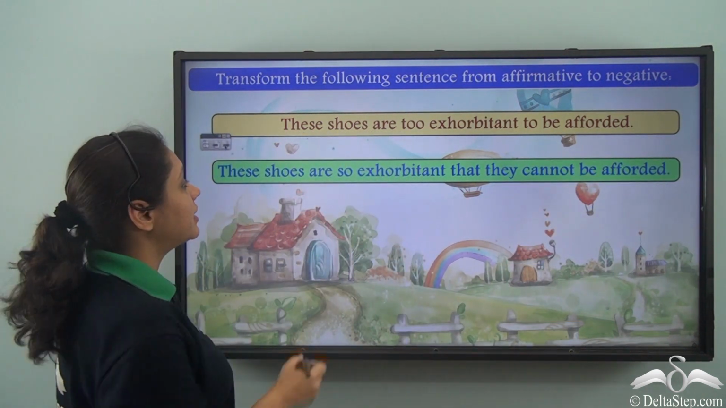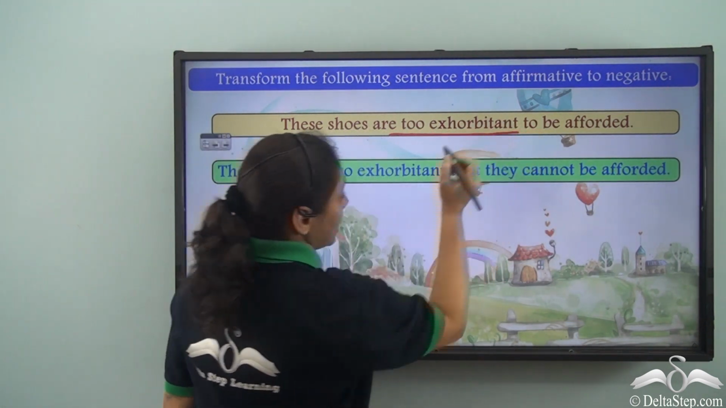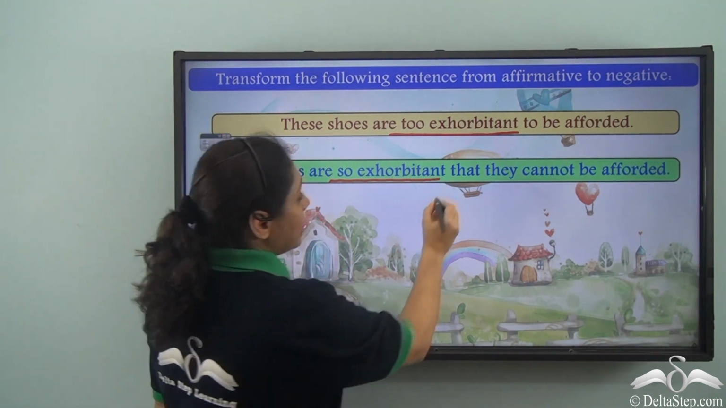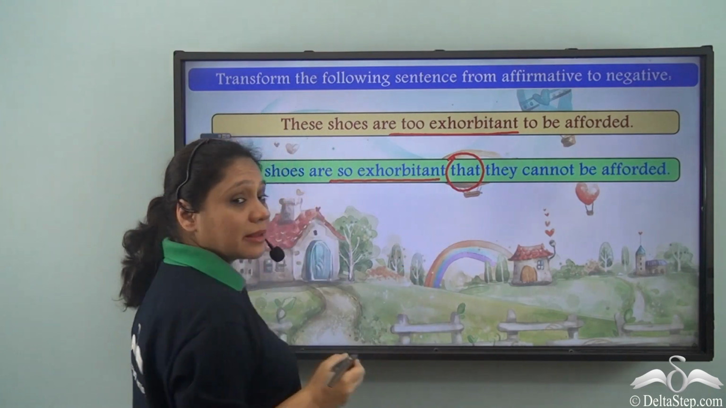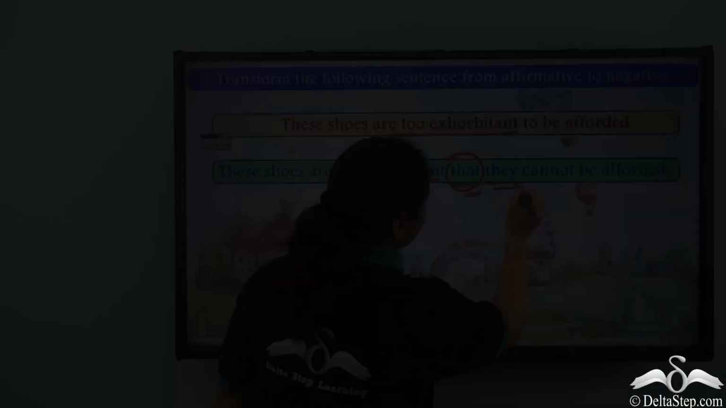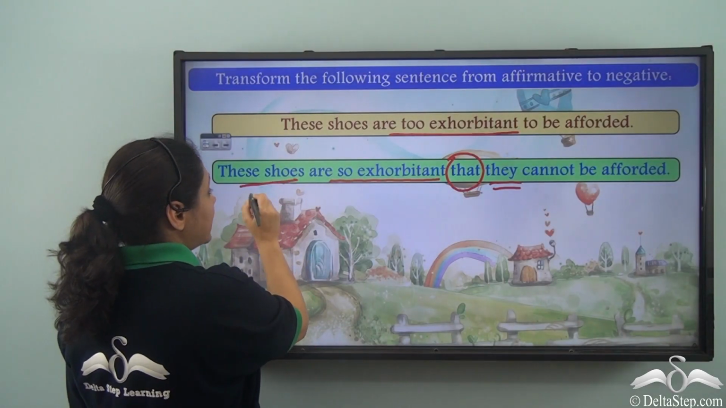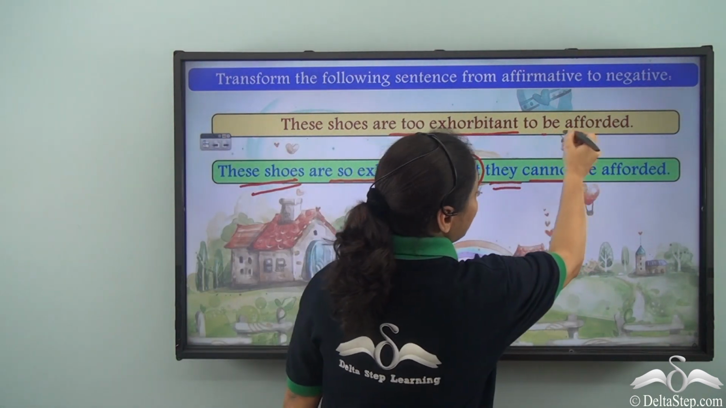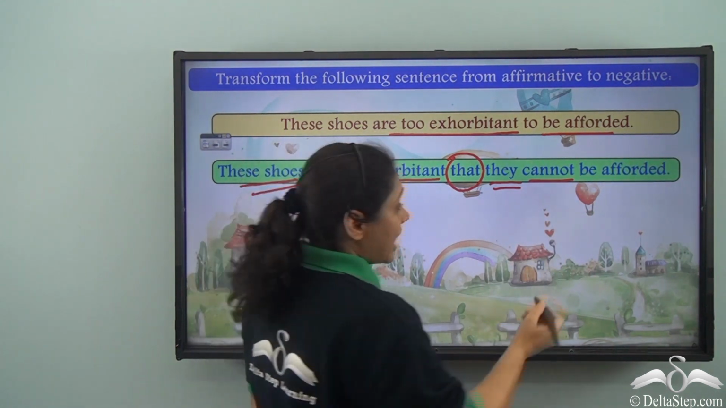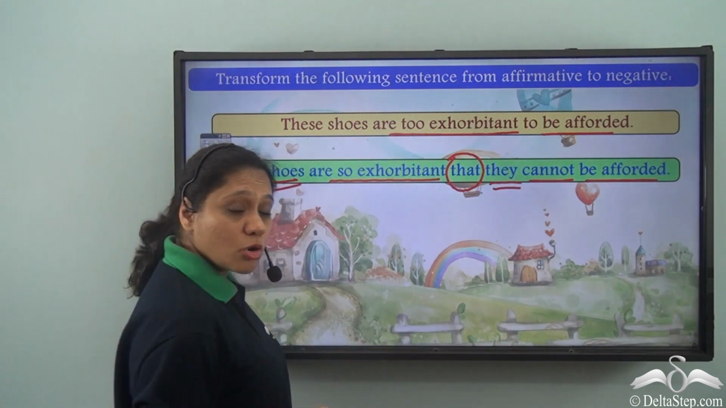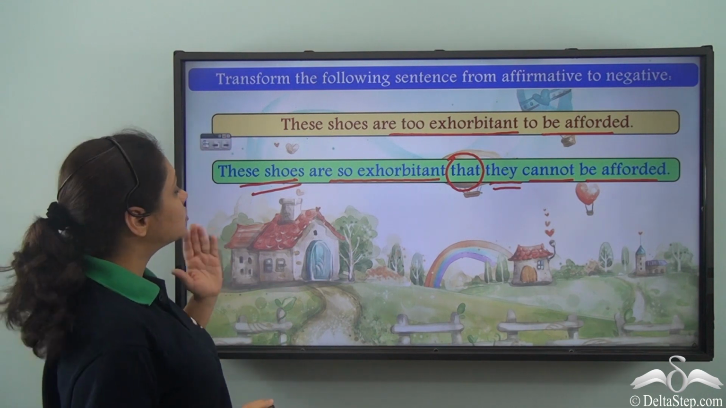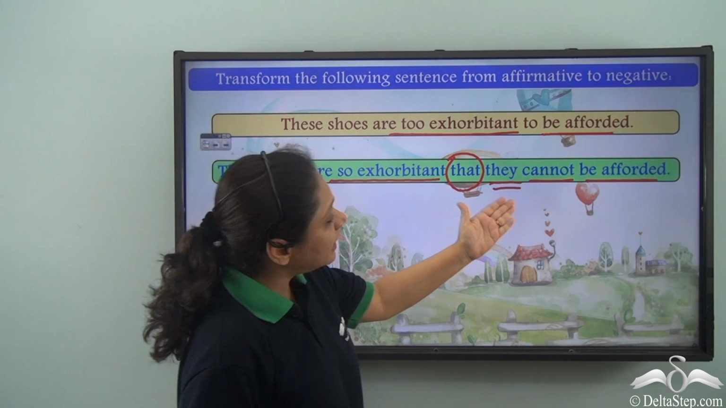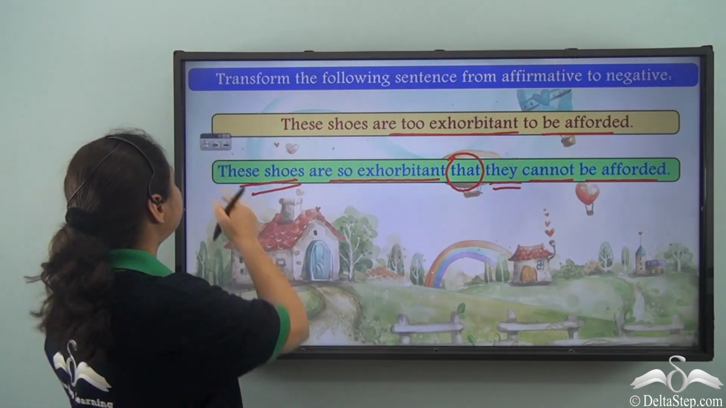So what have we done here? Too exorbitant has been replaced by so exorbitant. Then we have used that, and then we have put they to refer to the subject, these shoes. Then cannot be afforded is staying as be afforded. There is no change in that part of the sentence. So we have these shoes are so exorbitant that they cannot be afforded.